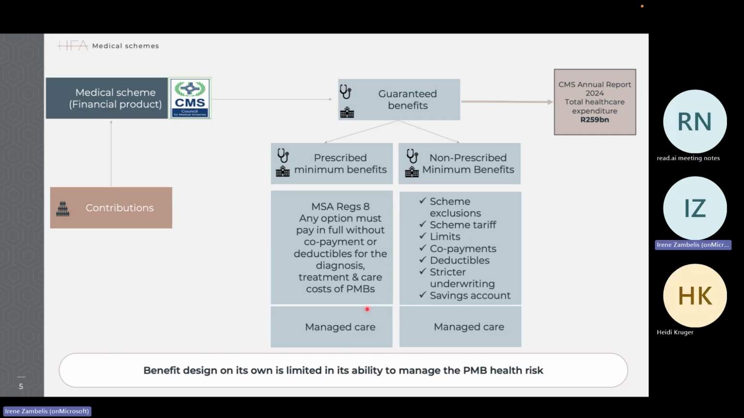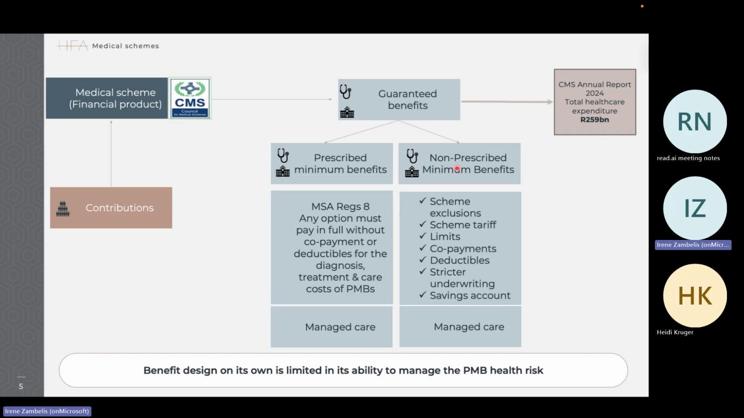Sure, Heidi. And I think based on our previous discussion on preventive care and focusing on what benefits one can provide to get people to achieve the highest level of wellness, that is something we must keep in mind. So when we look at the scheme's benefit design, this is where health risk management actually begins. We know we have two groups of benefits, the prescribed minimum benefit group and non-prescribed minimum benefits.